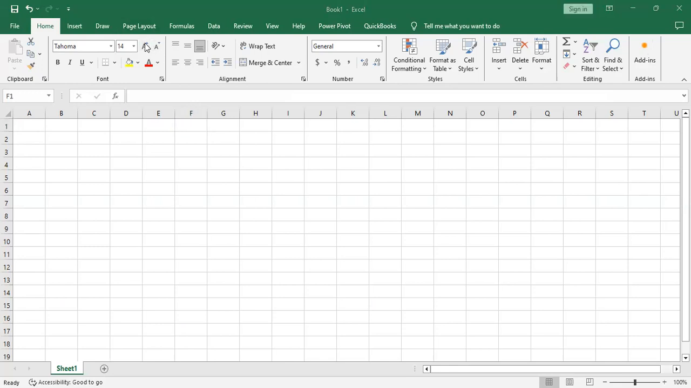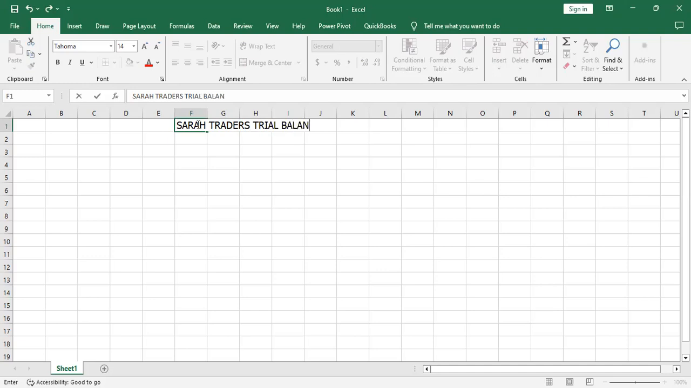So you have to write the heading. Here we have Sarah Traders. So you write Sarah Traders trial balance as at 30th June 2020. So you have to come up with a heading.